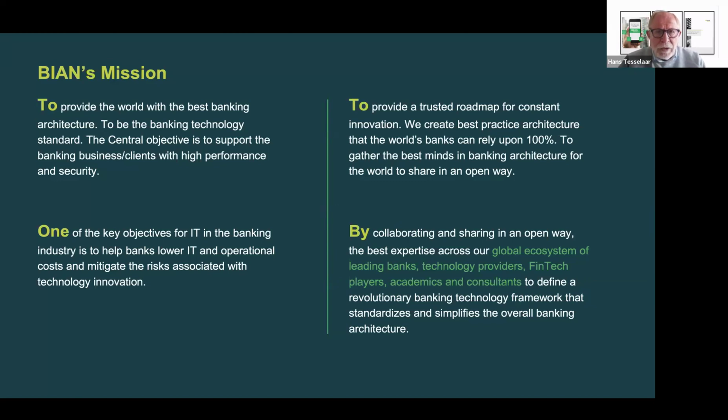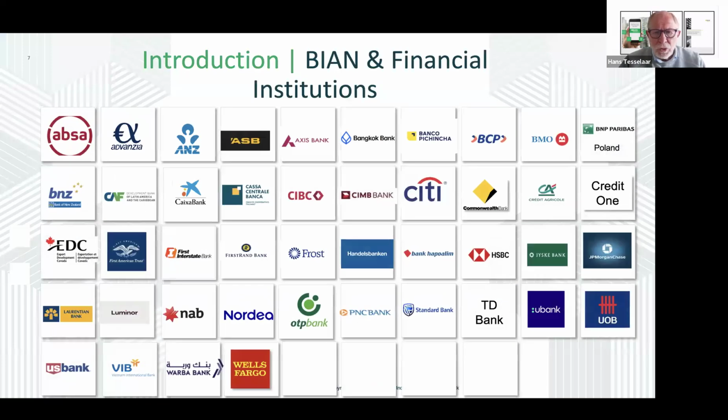On the next slide, you will see the financial institutions. These are the financial institutions that are a member of BIAN as of today. You see it is from all around the globe. For those who don't know, Absa Bank is in South Africa. Wells Fargo is in the US, but besides Wells Fargo, we see Warba Bank in Kuwait, Vietnam International Bank, US Bank, and so on and so forth. So we have banks in North and South America, Asia Pacific, Europe, and so on. We are very well represented around the globe.